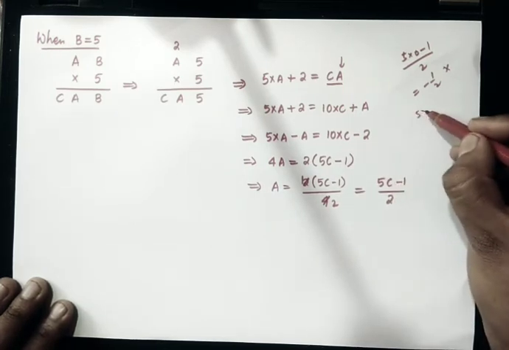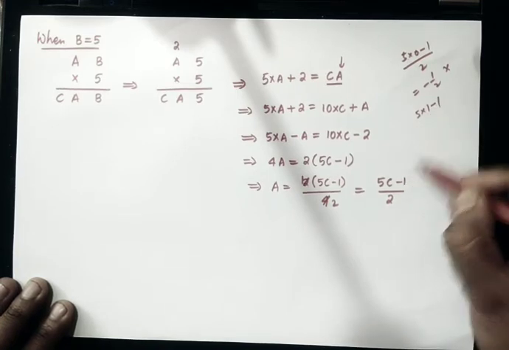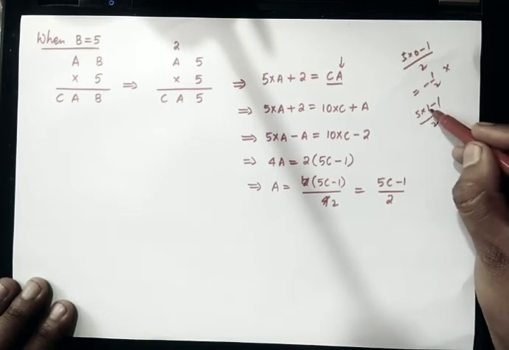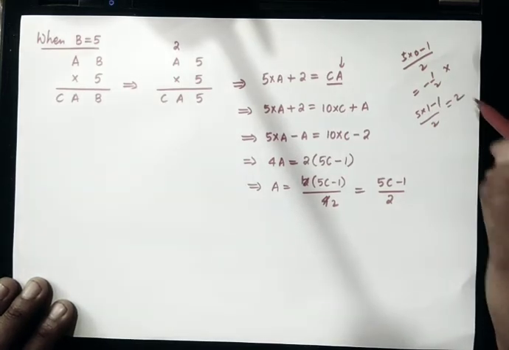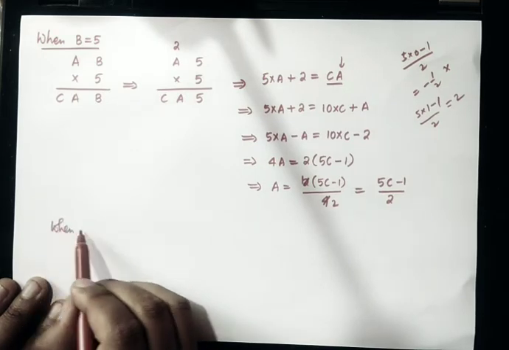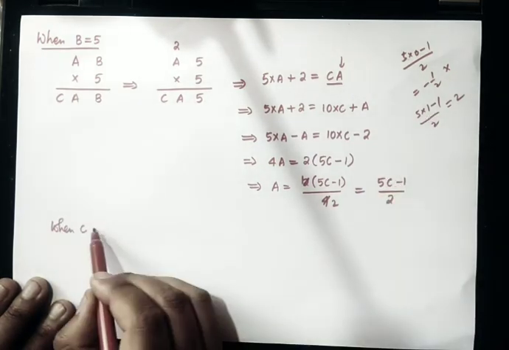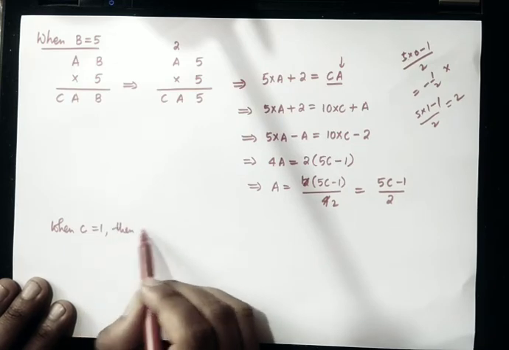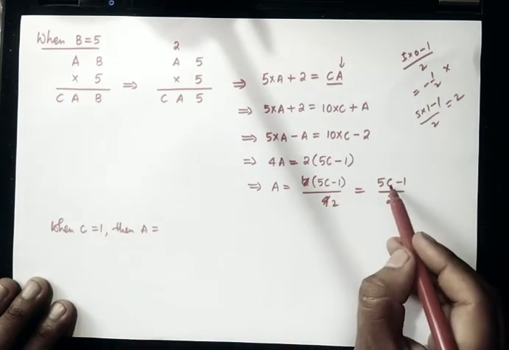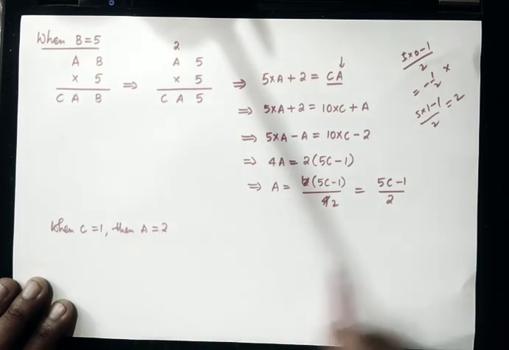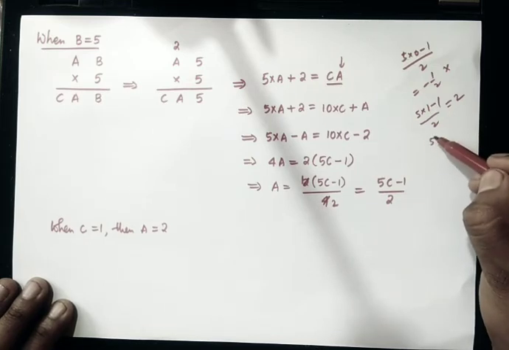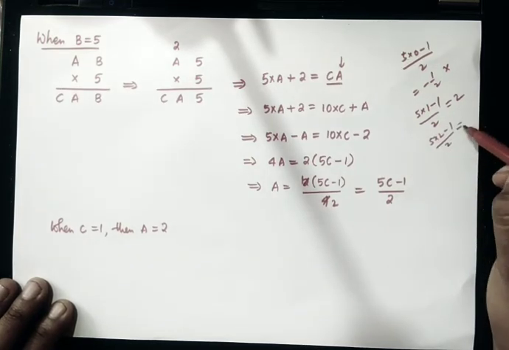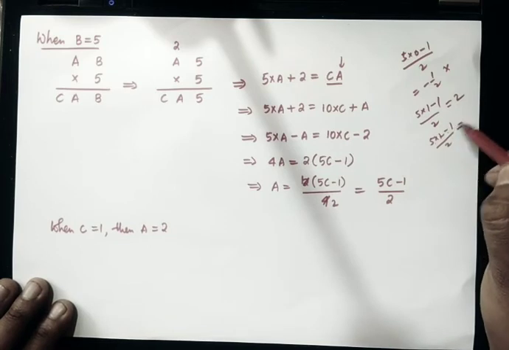So 5 into 1 minus 1 by 2 will be 5 into 1 is 5 minus 1 is 4. 4 by 2 is 2, right? So we see that when C is equal to 1, then A will be equals to 2. Okay, now we'll go to another value for C, that is when C is 2. So it will be 5 into 2 minus 1 by 2. 5 into 2 is 10. 10 minus 1 is 9. So 9 by 2 will be the answer for A.